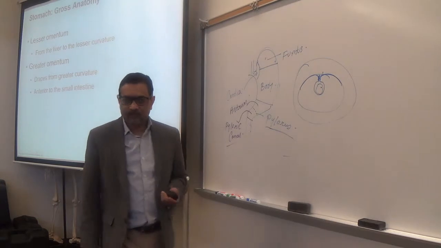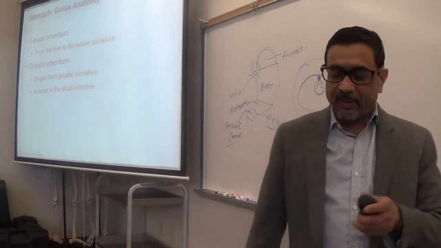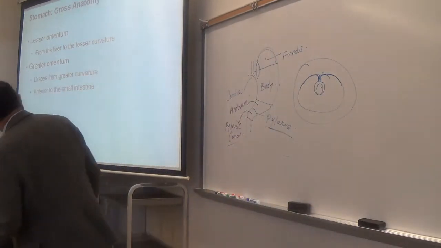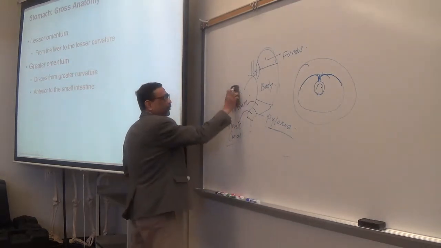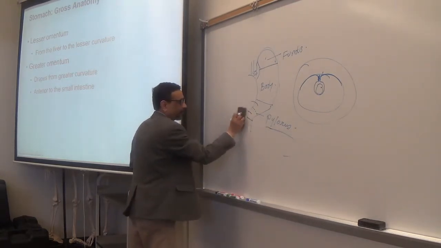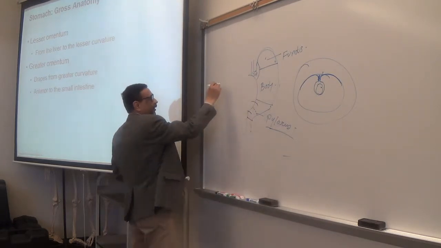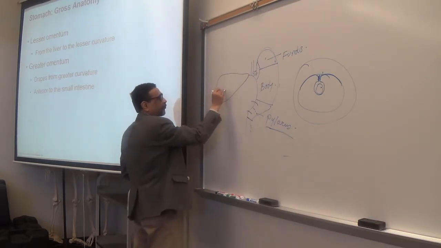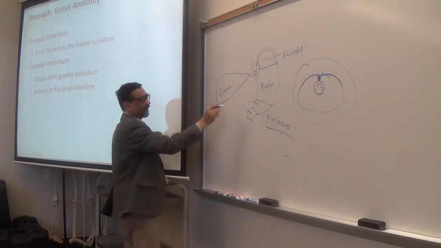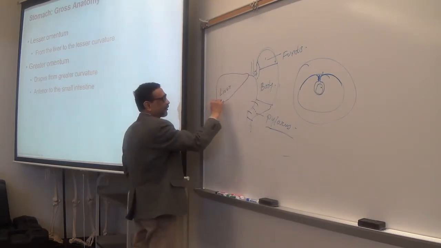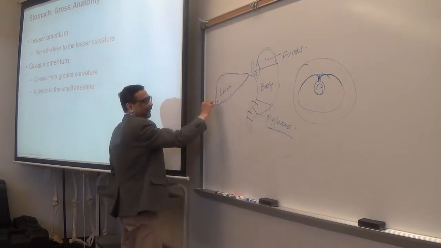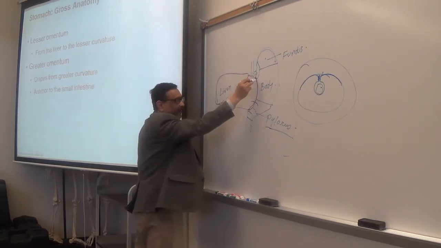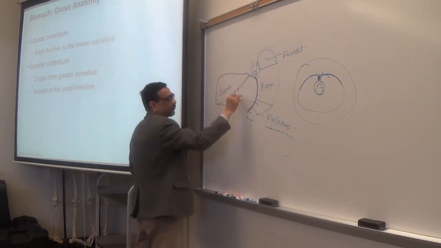Omentum. Omentum is a membrane that connects the stomach to the liver. So this is the stomach and this is the liver. The lesser omentum connects the liver to the lesser curvature. Remember, this is the lesser curvature? Okay, so this is the lesser omentum.